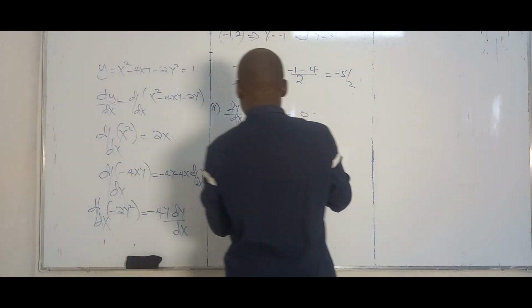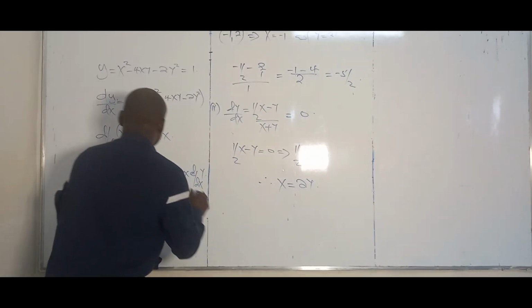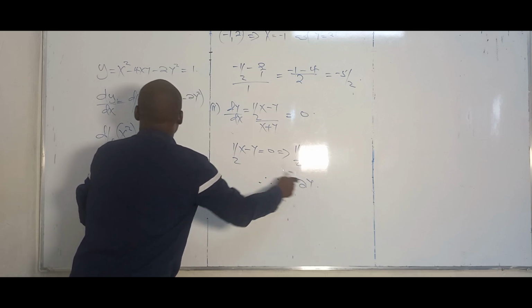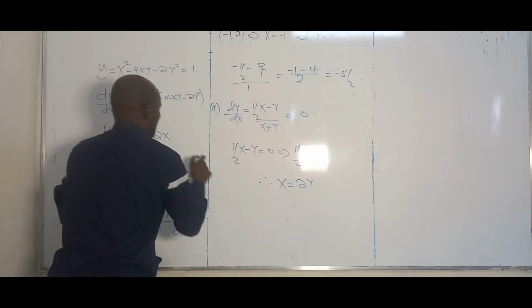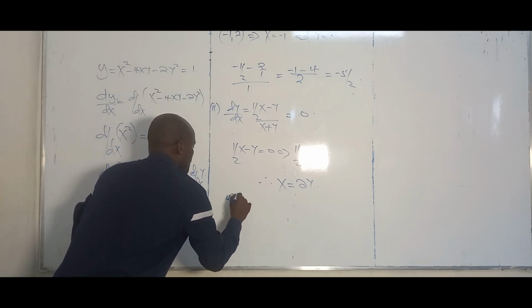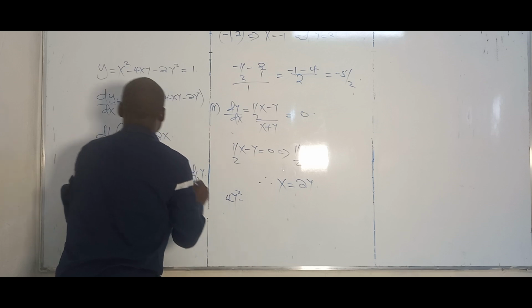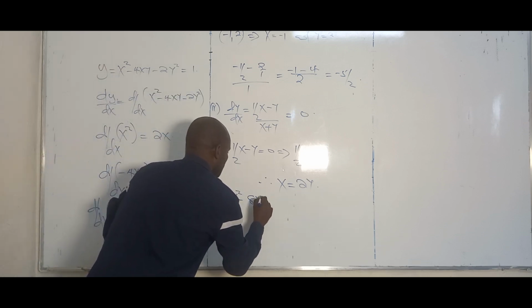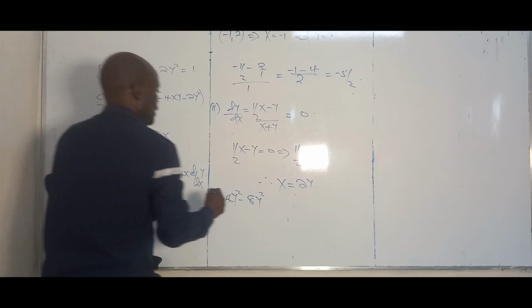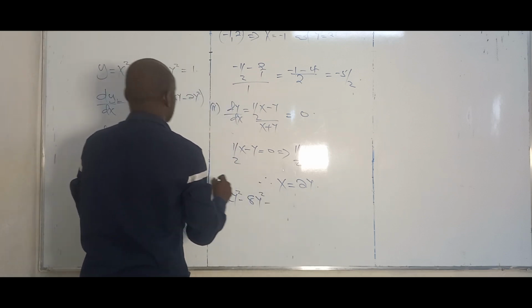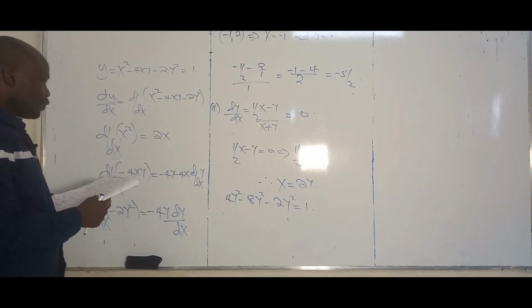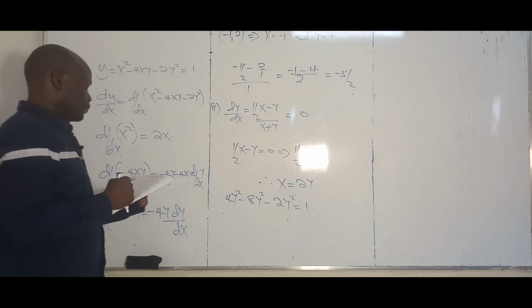Yeah, so let me first just take it from here. I want to put it here. Where there is x, I put 2y. So this will be 4y squared now. First I say 4y squared minus 4y times 2y, that will be 8y squared, then minus 2y squared is equal to 1. So 4y squared minus 8y squared minus 2y squared is equal to 1.